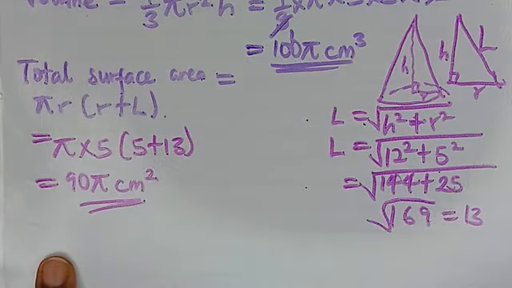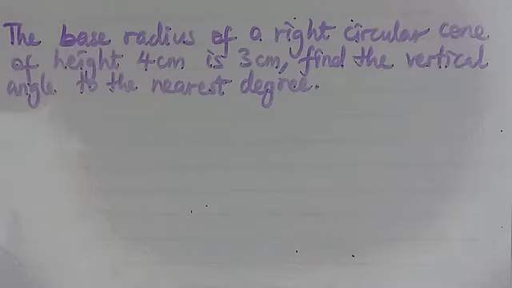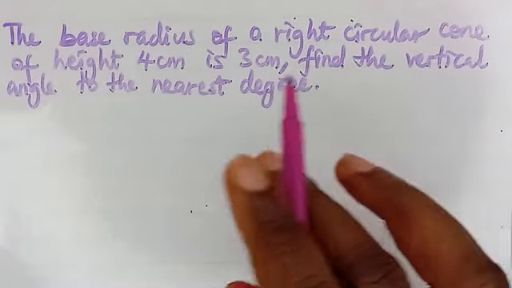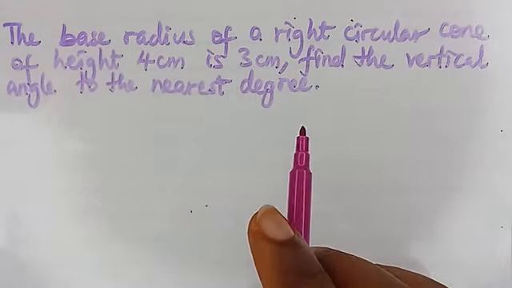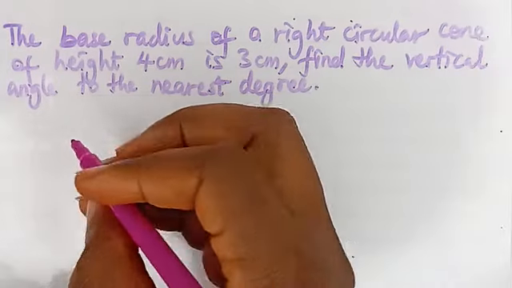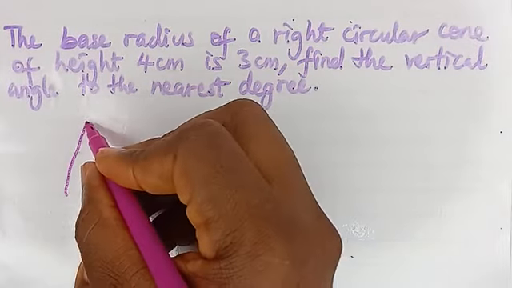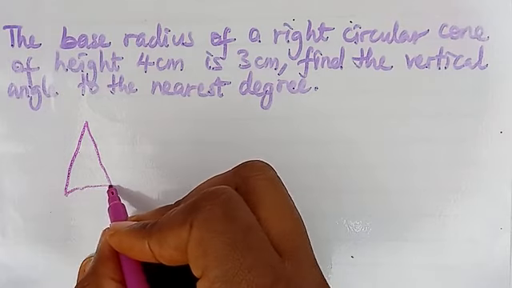So here we have it. The base radius of a circular cone of height 4 cm is 3 cm. Find the vertical angle to the nearest degree. Now we are going to have it pictorially so that we understand what we have been asked to find.